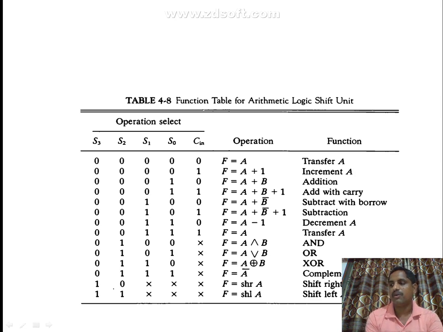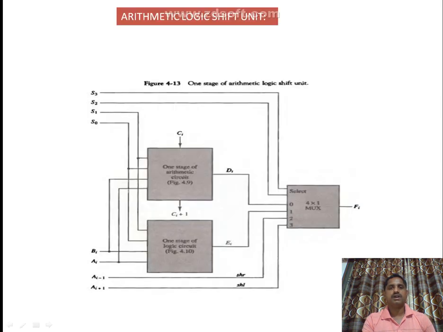They are selected by 1 1. The last operations are selected by 1 1 and perform the shift operations. Okay, so likewise we have to perform the different types of logical and shift operations. See the first 8 with S3 S2: these 8 are arithmetic, these 4 are logical, and these are the shift operations. Okay, so likewise we have to perform all the operations in one circuit. This is one stage of the arithmetic logic shift unit.